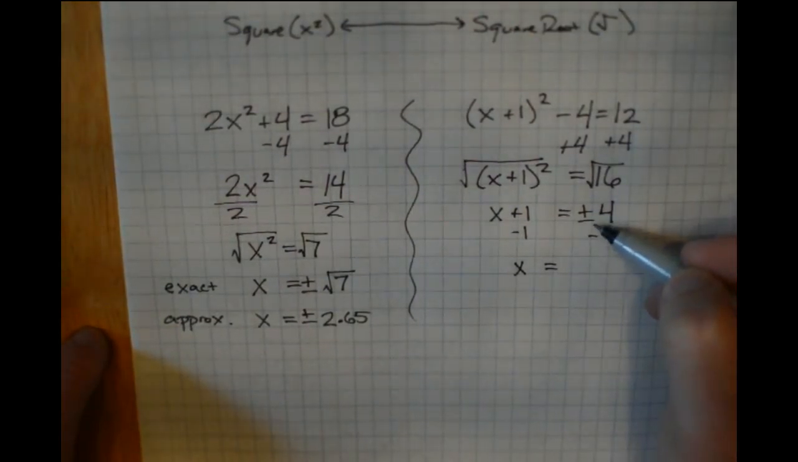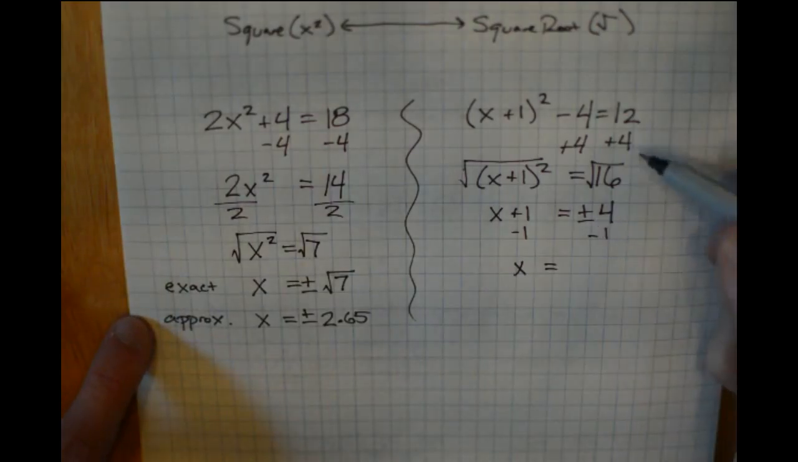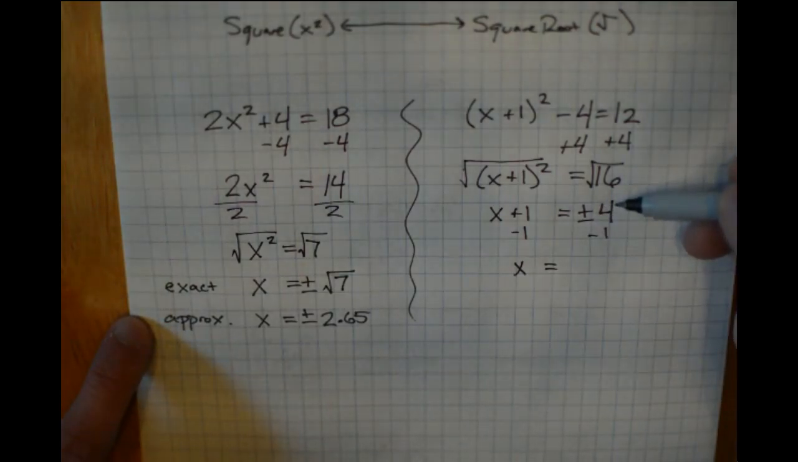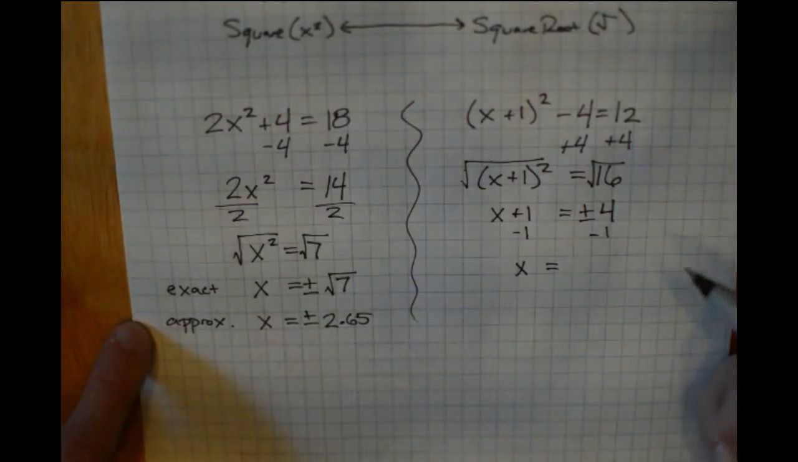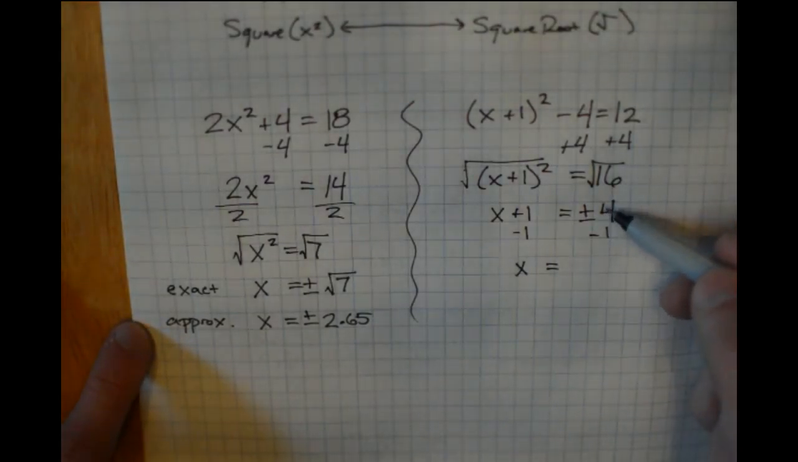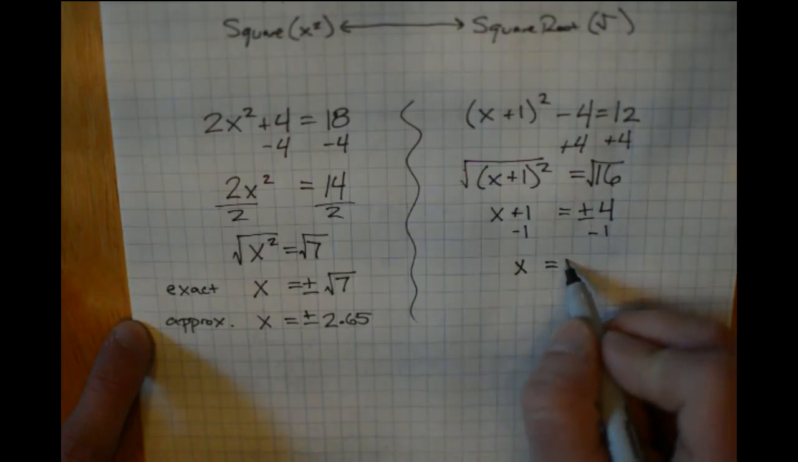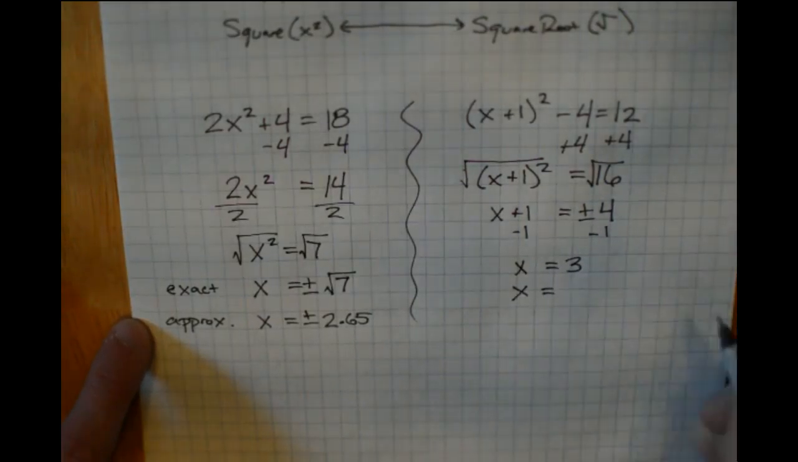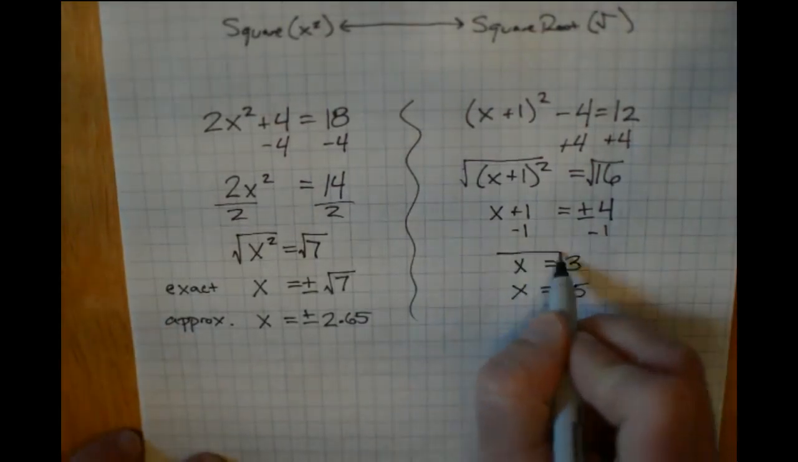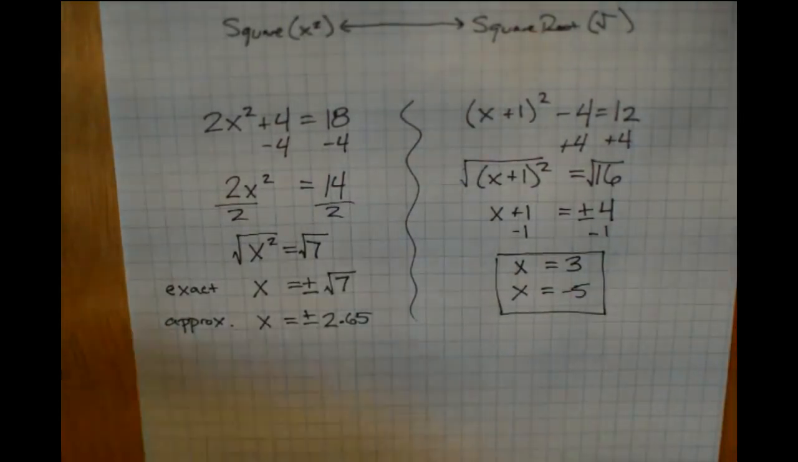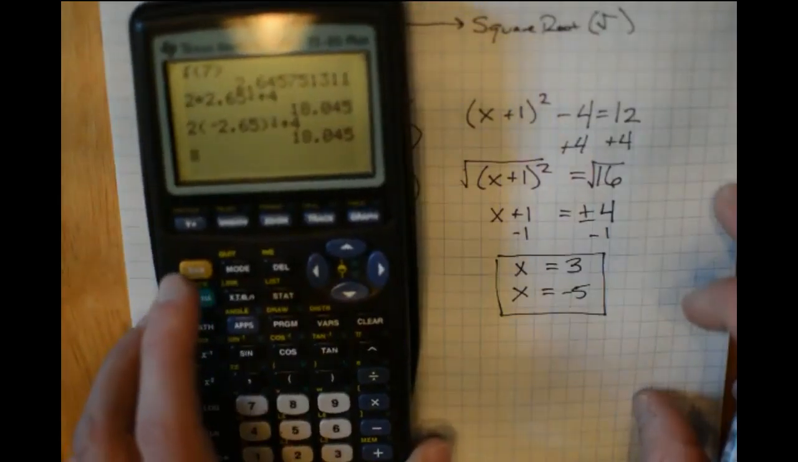This plus minus symbol really describes two numbers. It says that we have positive 4 on the right, and we also have negative 4 on the right. It just condenses them into one symbol. So I'm taking positive 4 minus 1 and getting 3, and I'm taking negative 4 minus 1 and getting negative 5. So I've got these two solutions, and let's check that they work.